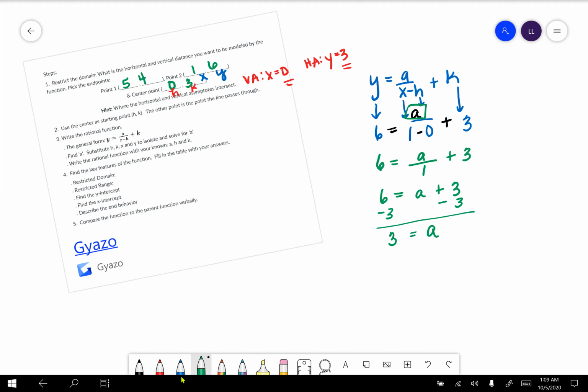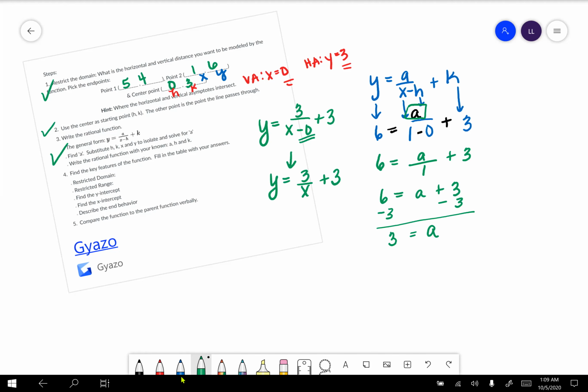So now I'm ready to write my function. My function is y equals 3 over x minus 0 plus 3. You don't even have to write the x minus 0 part, right? So this is the same thing as saying y is equal to 3 over x plus 3. That's the way you can write it if you want to. All right, so check the starting point, check the equation. Now we're ready to talk about the key features.